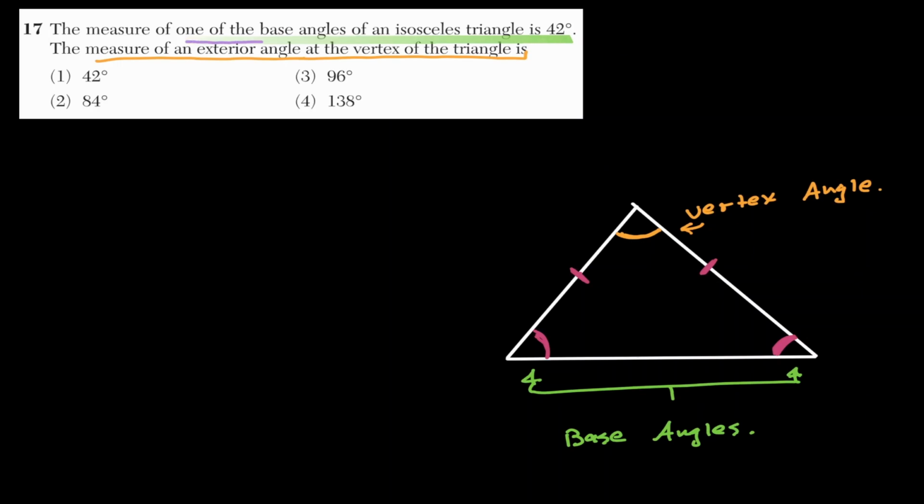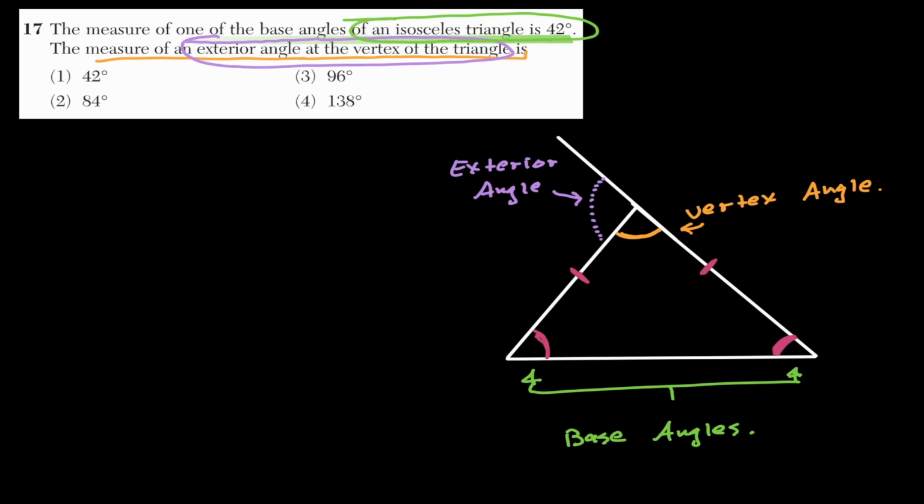So the exterior angle at the vertex of this triangle occurs when we extend the line that creates that vertex angle and we consider the angle that we are creating. And this is what we're looking for. What is the measurement of this angle displayed in purple? Well, let's put some information down. We are being given that the base angles are 42 degrees. So we have 42 degrees in here and 42 degrees in here.